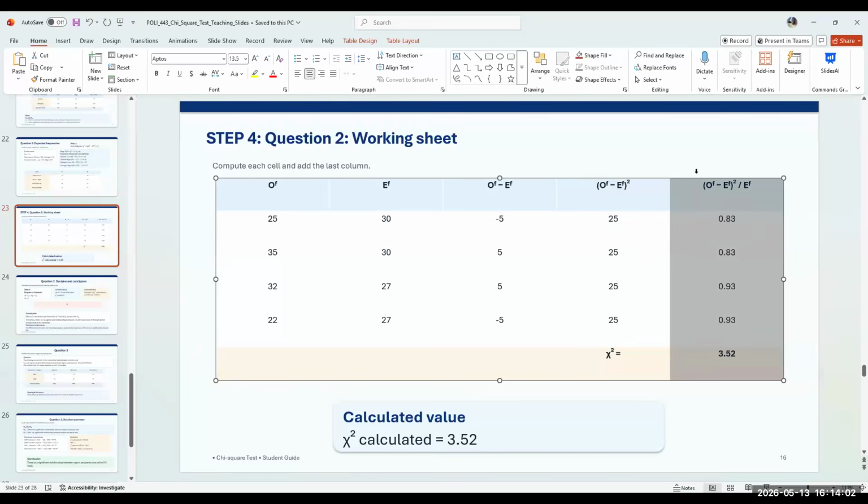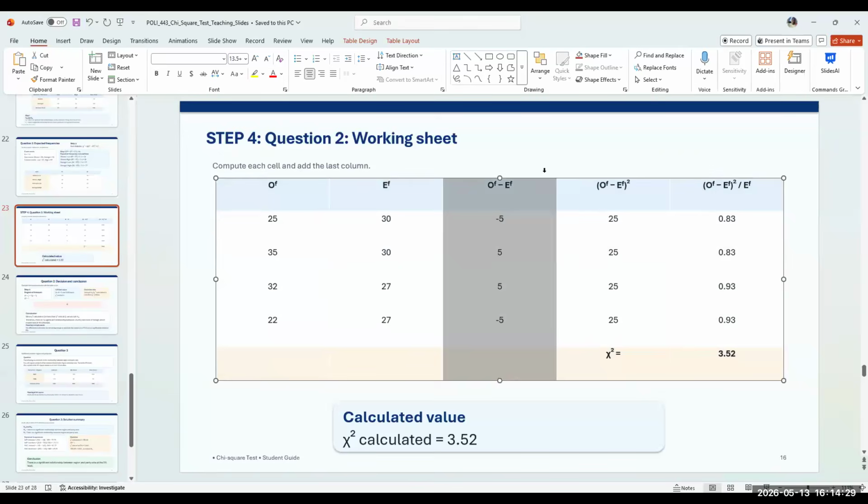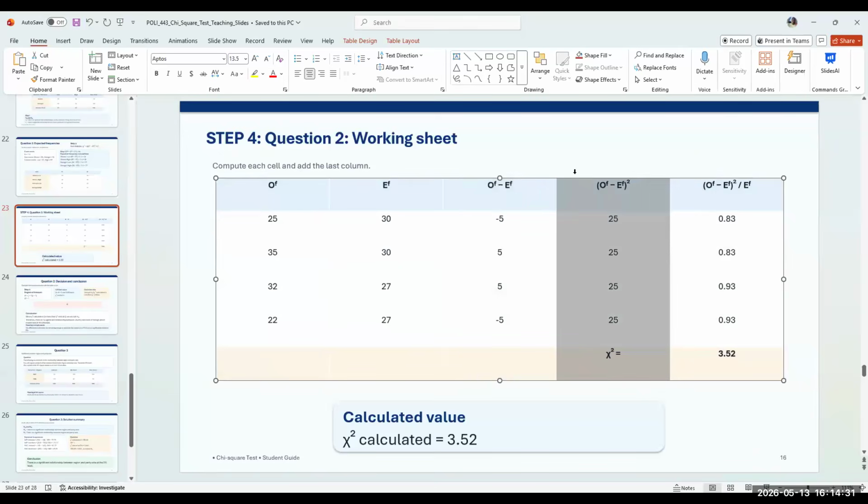So what happened was that we had OF. OF was given to us in the question. We listed them here. Then we solved for EF. Up to this point, are you okay? Do you get how you solved for EF, how you got the OF? I hope you understand, right? Good. Do you understand how we got the values for OF minus EF? Do you understand how we got the value for this particular one?